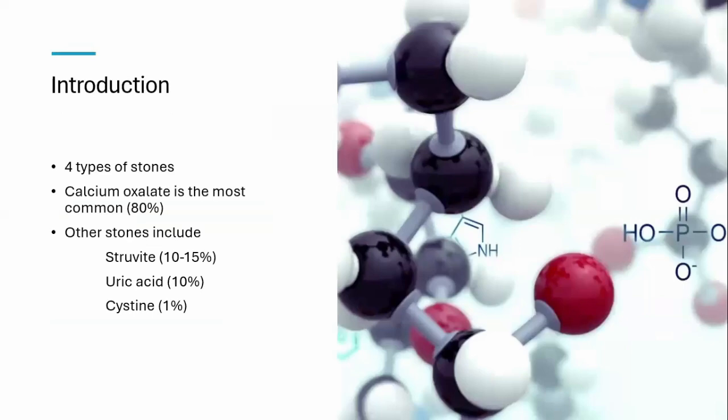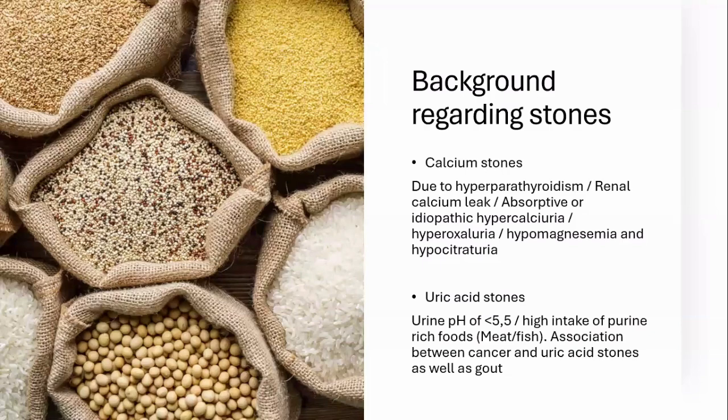There are four types of stones which you commonly get. Calcium oxalate is the most common. Then you get struvite, uric acid, and cysteine stones. So calcium stones can be due to many things. Obviously, you need to look at the clinical picture and let it guide you. So if you have recurrent calcium stones, you need to go and assess your parathyroids. You need to look at your renal system. Is there any weird and wonderful metabolic disease?